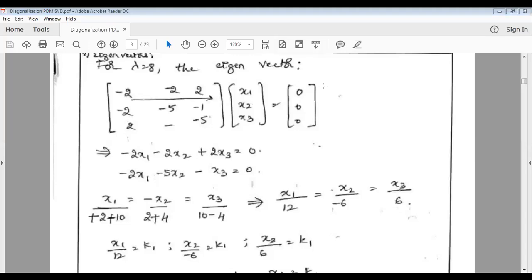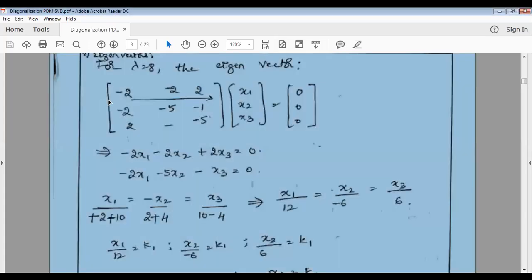X will have a structure of an n cross 1 column matrix, and n here is 3. So X will be a 3 cross 1 matrix. So you'll have x1, x2, and x3, equal to 0. So this equation is exactly (A minus lambda I) X equal to 0. So from this matrix here, we can find the values.